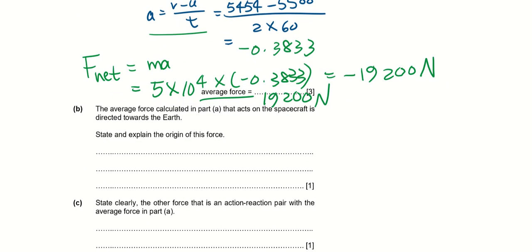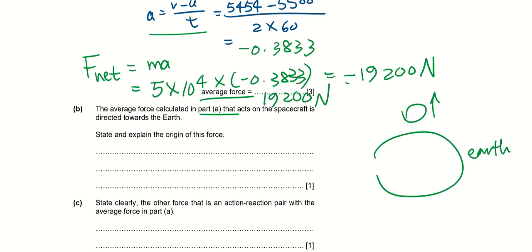Okay, so part B, the average force calculated in part A. The force on the spacecraft is directed towards the Earth. If I were to draw Earth and this is the spacecraft, the question says it is moving away from Earth. That's why there is a negative value, which means the Earth is trying to pull it back. So they want us to state and explain the origin of this force.